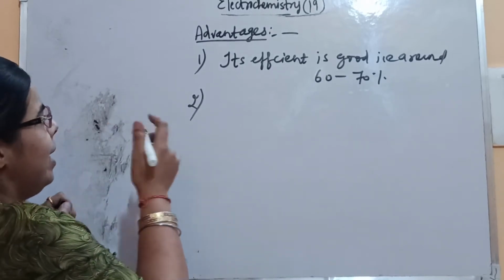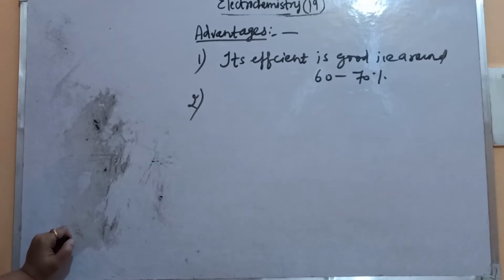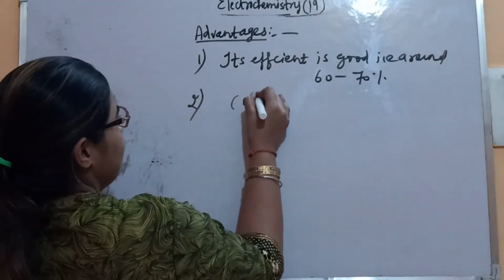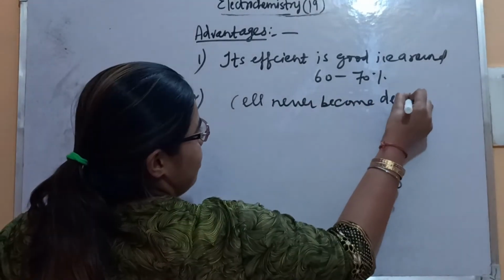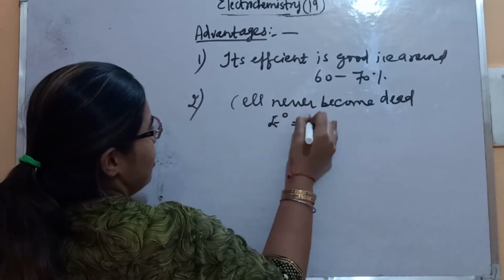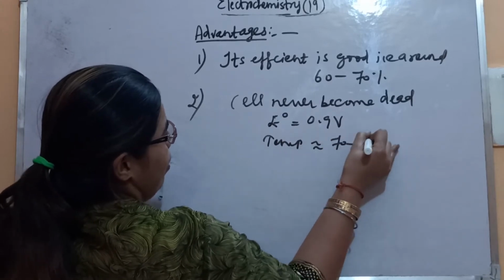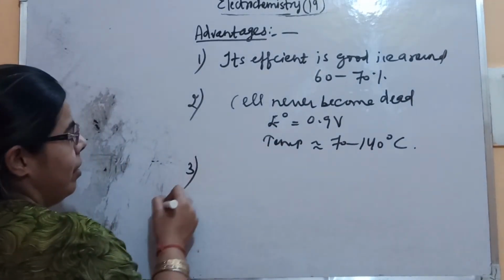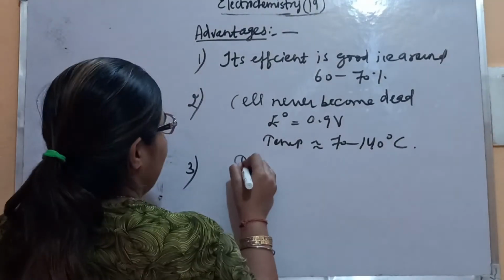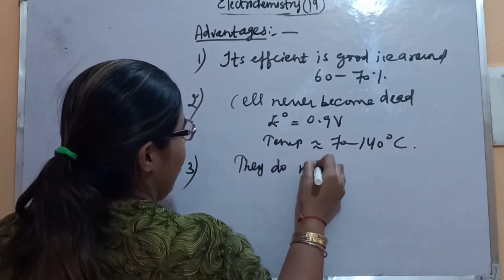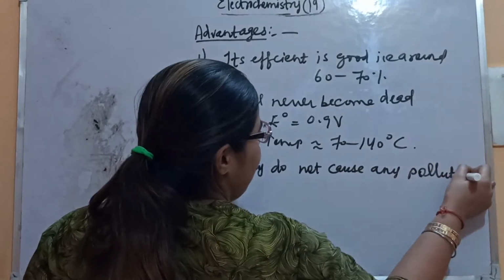Then secondly, the cell never becomes dead because of the continuous supply of gases that we have seen. Its E naught value is 0.9 volt and it operates at a temperature around 70 to 140 degrees Celsius. And the third one is that they do not cause any pollution. Only gases are involved, so they do not cause any pollution.